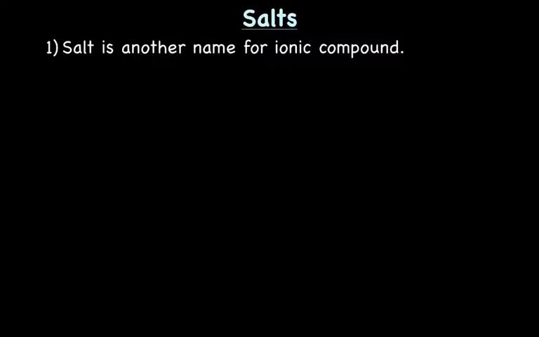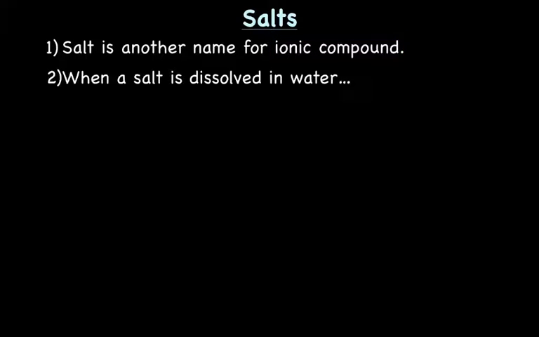Let's start our discussion with salts. So, a salt is just another name for an ionic compound. Fancy sciencey term for ionic compound. When a salt is dissolved in water, one of three things can happen.